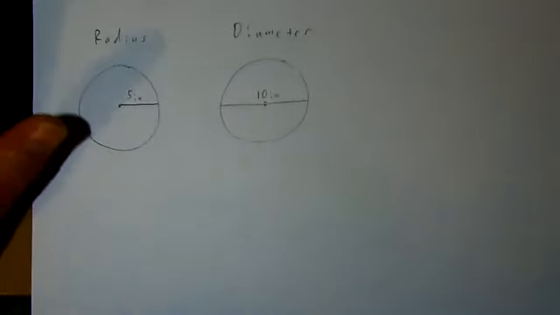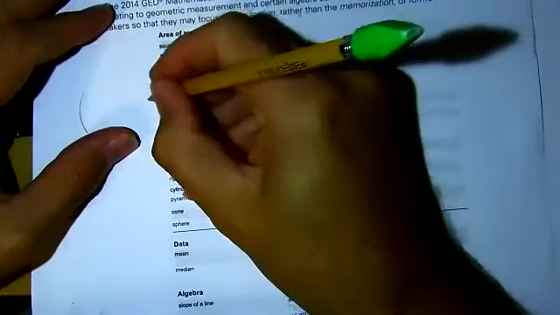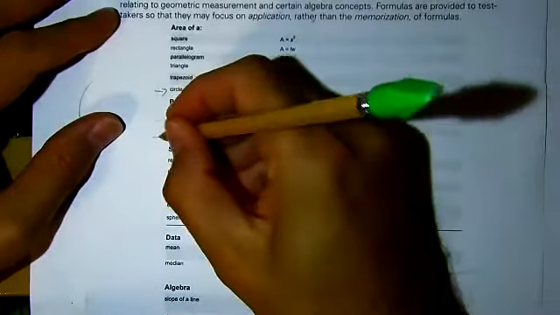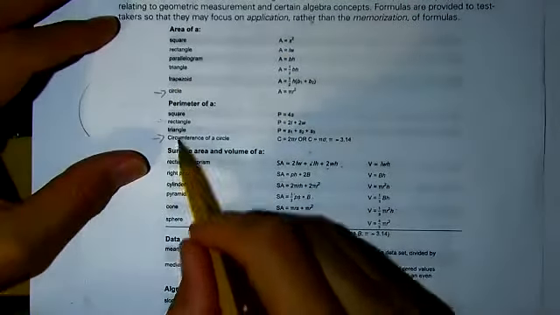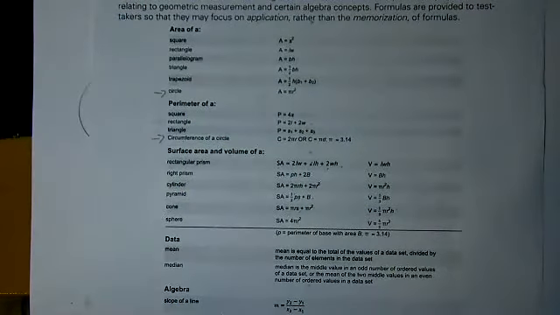So there are two formulas that you need to know. Area of a circle is right there where the area is. Circumference of a circle is right there under perimeter, because circumference is the same thing as perimeter, except we use the word circumference when we're dealing with circles.